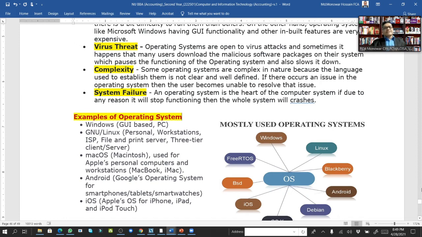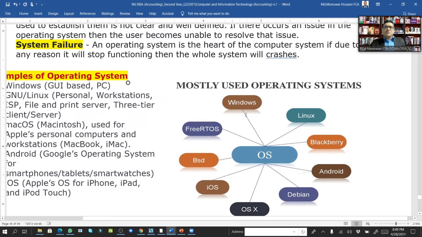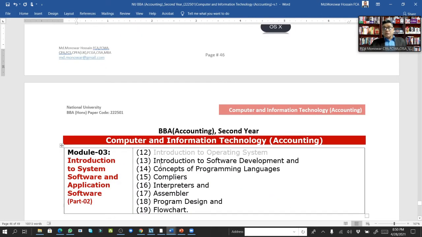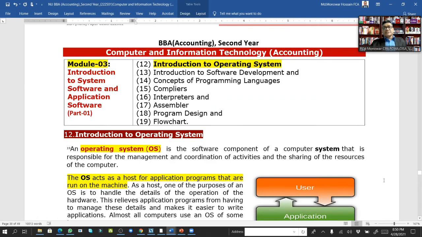Example operating systems are Windows, Linux, macOS, Android, iOS, etc. Look here, these are the most used operating systems at this moment: Windows, Linux, BlackBerry, Android, etc. So that's all for today. We will meet you with Module 3 Part 2, on software development and the concept of programming languages, in my next lecture. Let's summarize today's lecture.